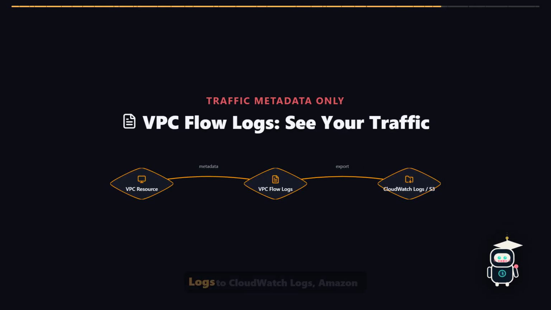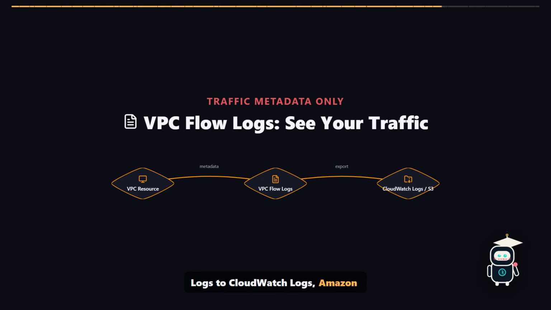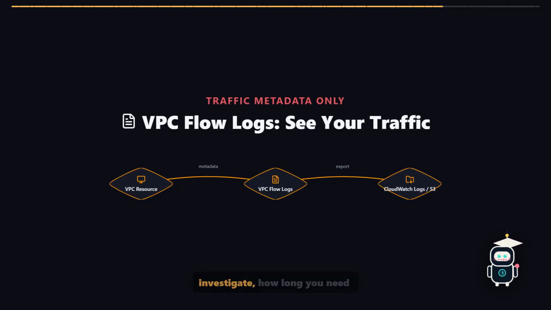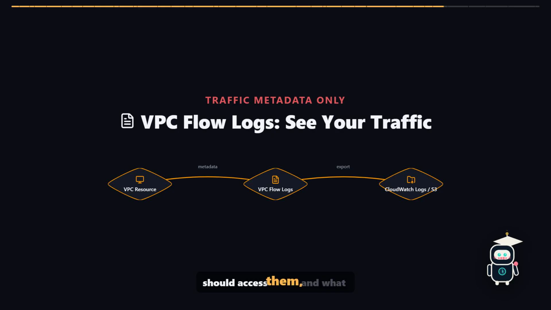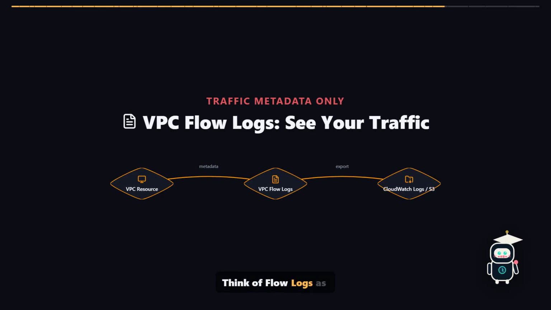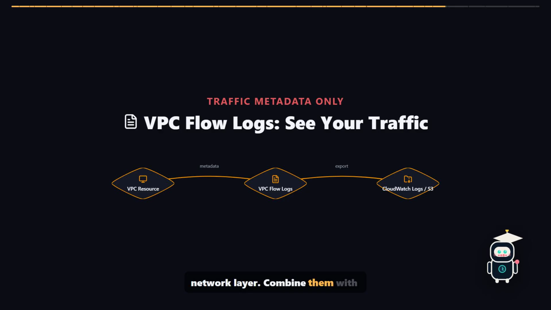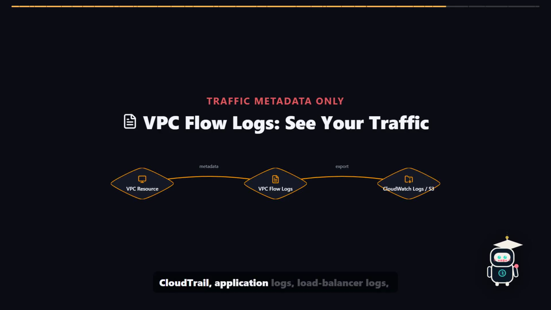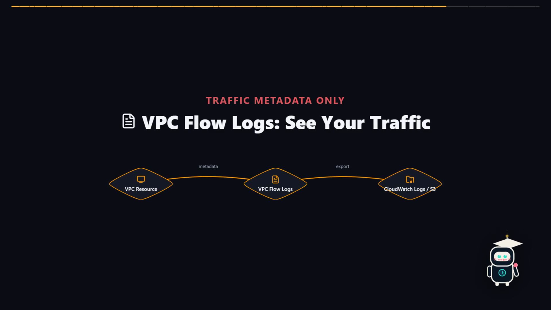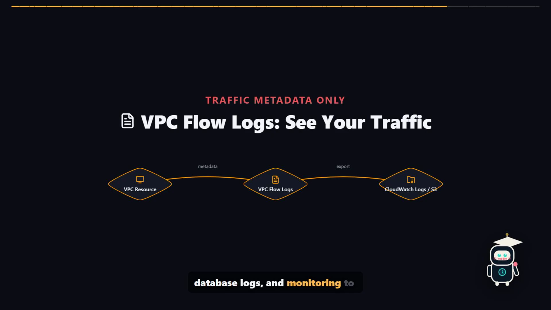You can publish flow logs to CloudWatch Logs, Amazon S3, or Amazon Data Firehose. Choose the destination based on how quickly you need to investigate, how long you need to retain the records, who should access them, and what the logging cost will be. Think of flow logs as one security camera in the network layer. Combine them with CloudTrail, application logs, load balancer logs, database logs, and monitoring to understand what actually happened.